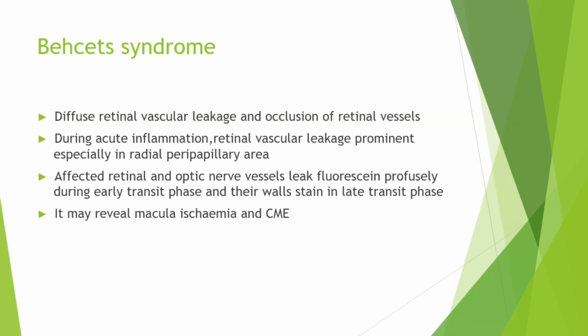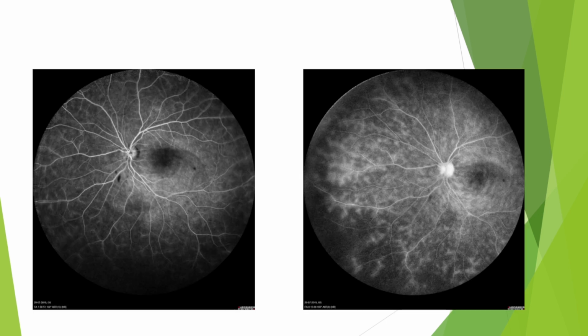Coming to Behçet syndrome, it shows diffuse retinal vascular leakage and occlusion of the retinal vessels. During acute inflammation, retinal vascular leakage is prominent, especially in the radial peripapillary area. The affected retinal and optic nerve vessels leak fluorescein profusely during early transit phases, and their walls stain in the late transit phase. It may reveal macular ischemia and CME also.